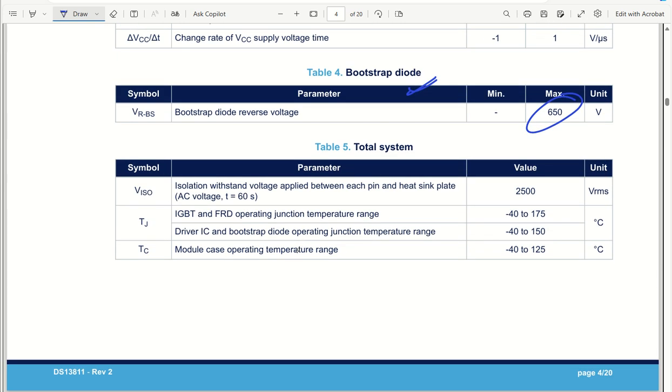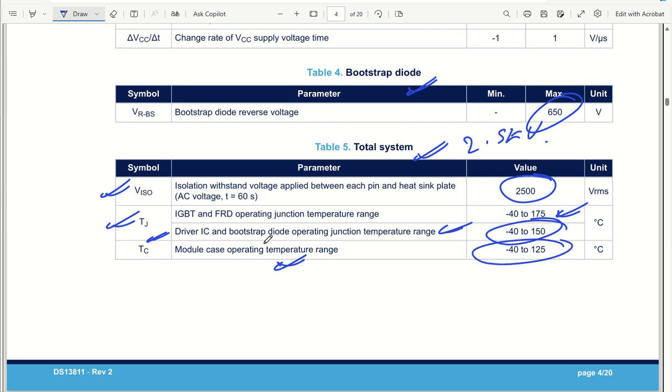Now let us talk about the total system, like what the functionality is. So we have voltage isolation of 2500 volt RMS, that is 2.5 kV. We have junction temperature that will reach up to a maximum of 175 degree centigrade, and the driver IC and bootstrap diode operating junction temperature will be up to 150 degree centigrade. Good. We have module case operating temperature range, which is up to 125 degree centigrade.